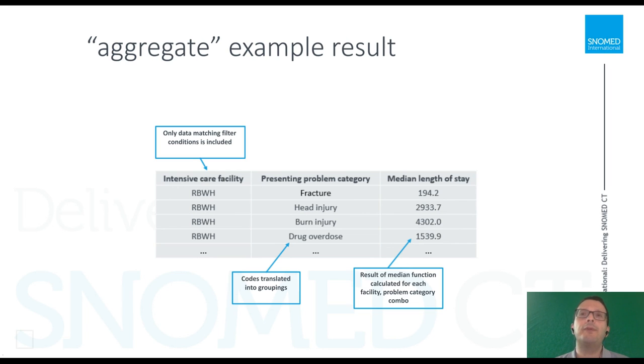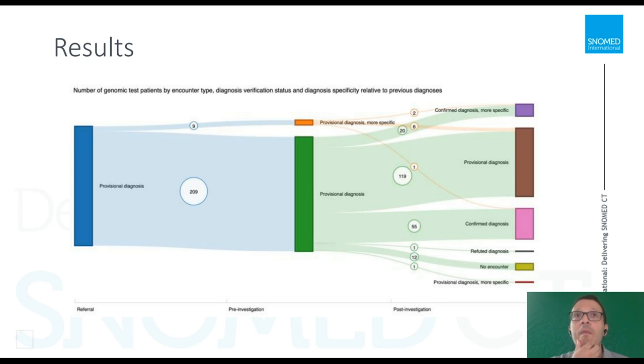And when you execute this query, the results you get are something like this. So you'll have, in the columns, the groupings that you defined. In this case, only the data that matches the filters is included. And then the final column will be the median function that is calculated based on the results.